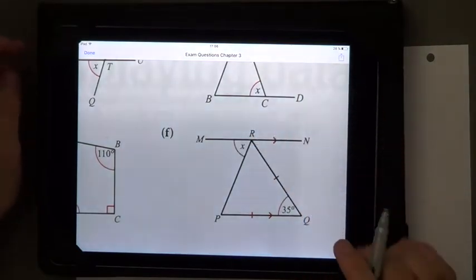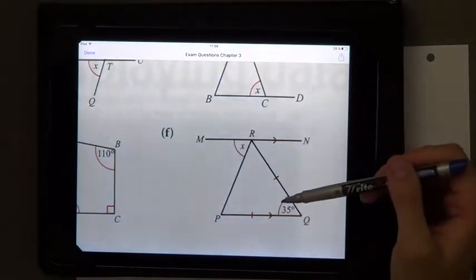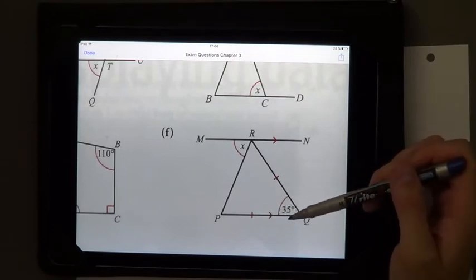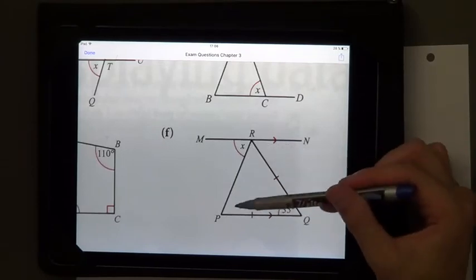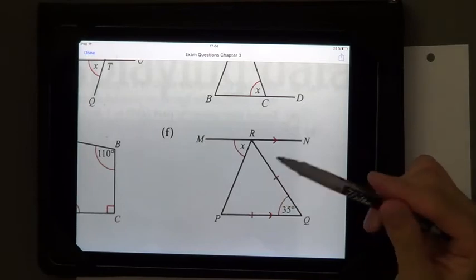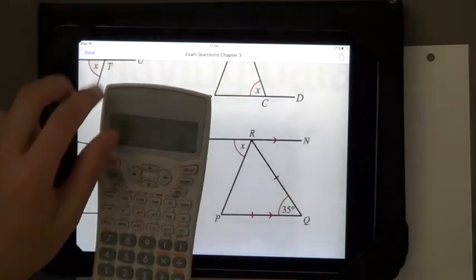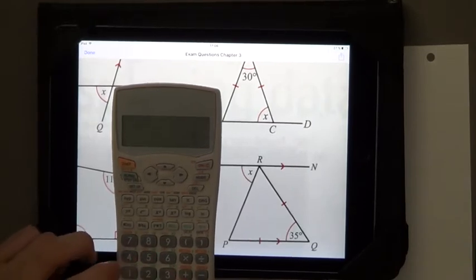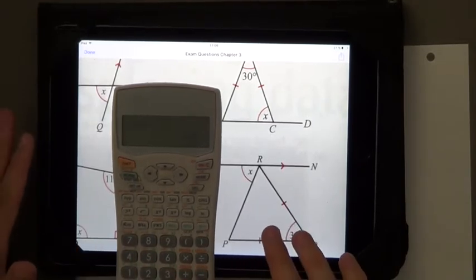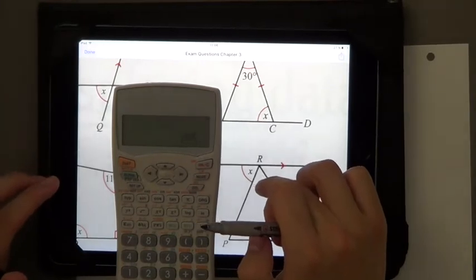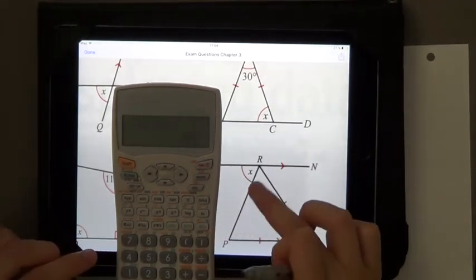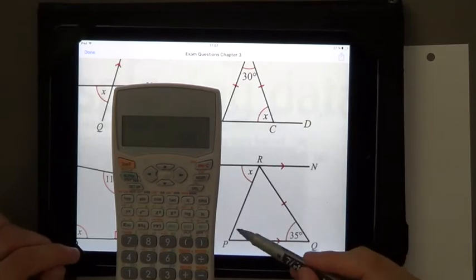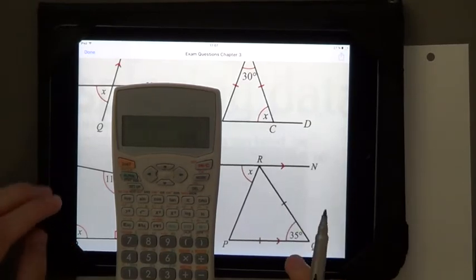So what about F? In this example, we know that this is an isosceles triangle, again not drawn to scale, but this angle here and this angle have to be equal to each other. So I'm going to do 180 minus 35, which gives me 145. So 145 has to be the sum of these two angles. So divide that by 2. So this is 72.5 and that's 72.5.